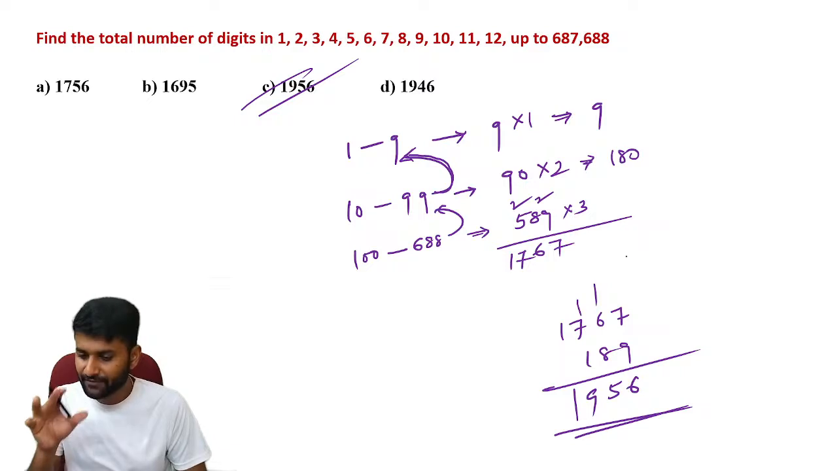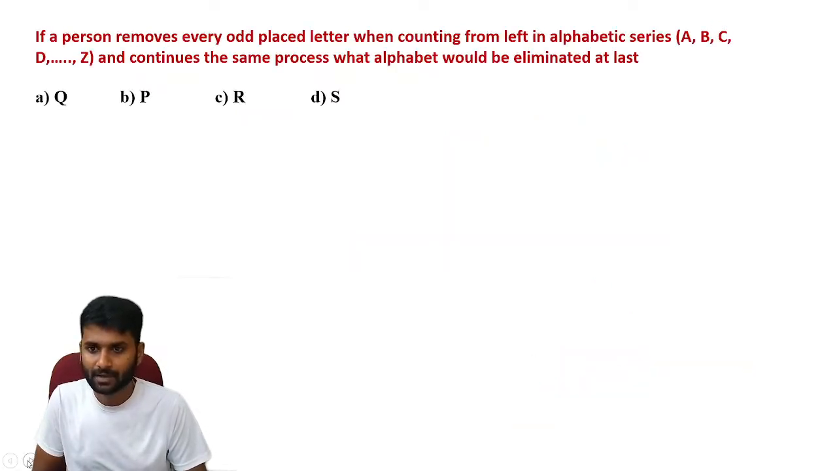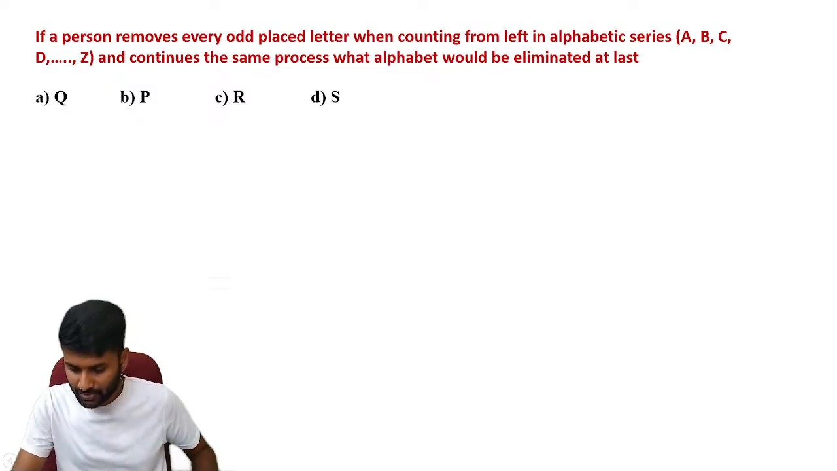See, we have to identify the digits, not the numbers. We have single digit numbers, two digit numbers and three digit numbers. And the total number of digits is 1956. Try this question.